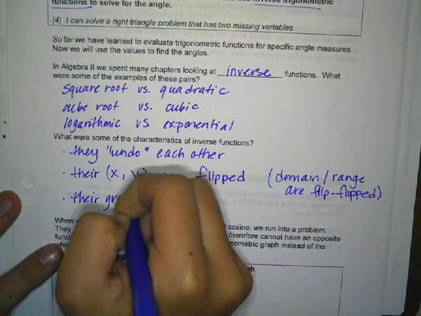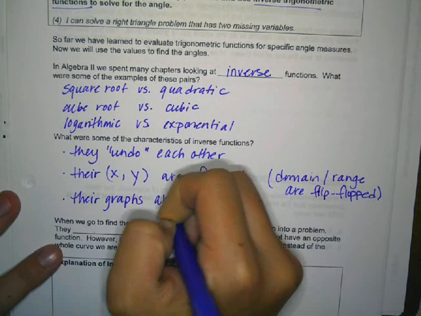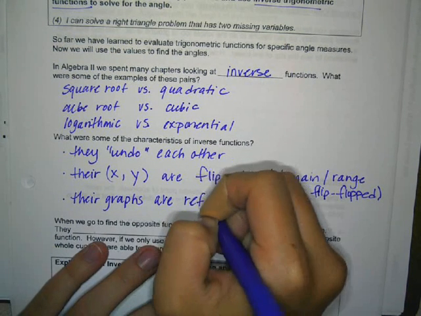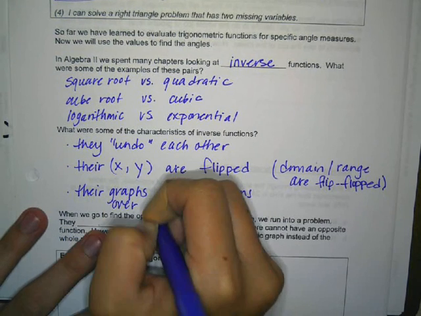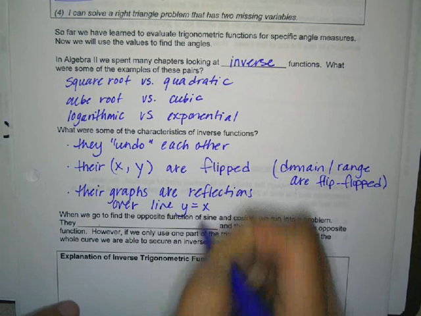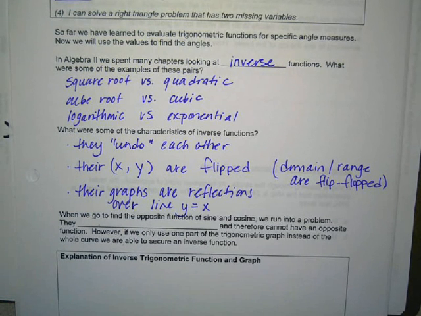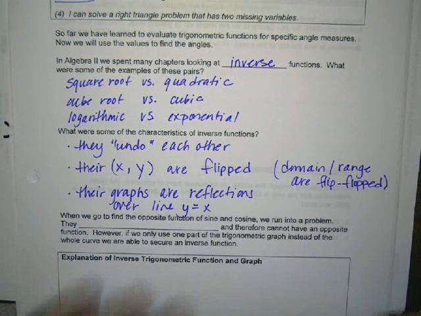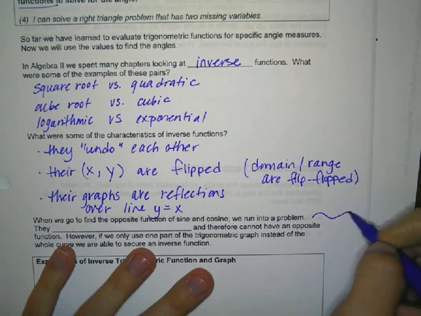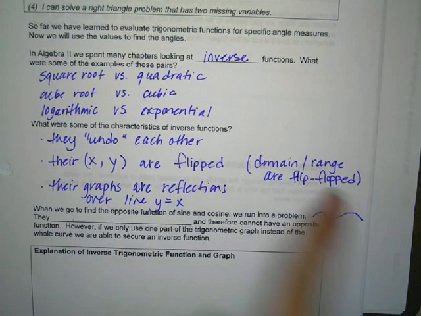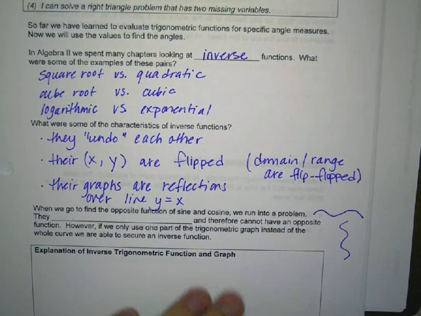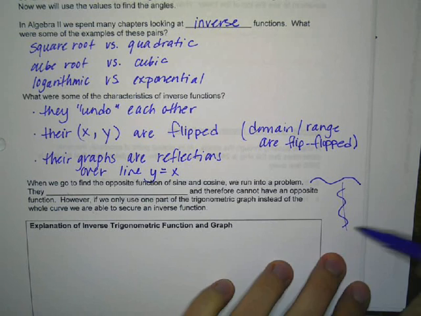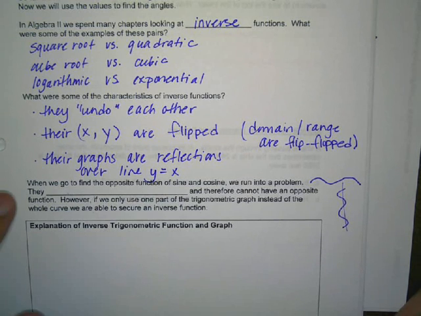And one of the last characteristics is that their graphs are reflections of each other over the line y equals x. When we go to find the opposite function of sine and cosine, we run into a problem. Because we've already seen sine looks like this, well, if we were to flip the graph over the line y equals x, it would end up looking like this. And that's a problem because no longer is it a function. It doesn't pass the vertical line test.